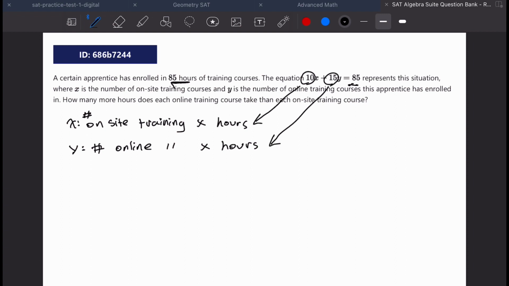So this is basically saying that on-site training goes on for 10 hours for each, and online training goes on for 15 hours. So this is basically just 15 minus 10, which is equal to 5. That's the difference. That's 5 more hours of online training course than on-site training course. That is our final answer to this question.